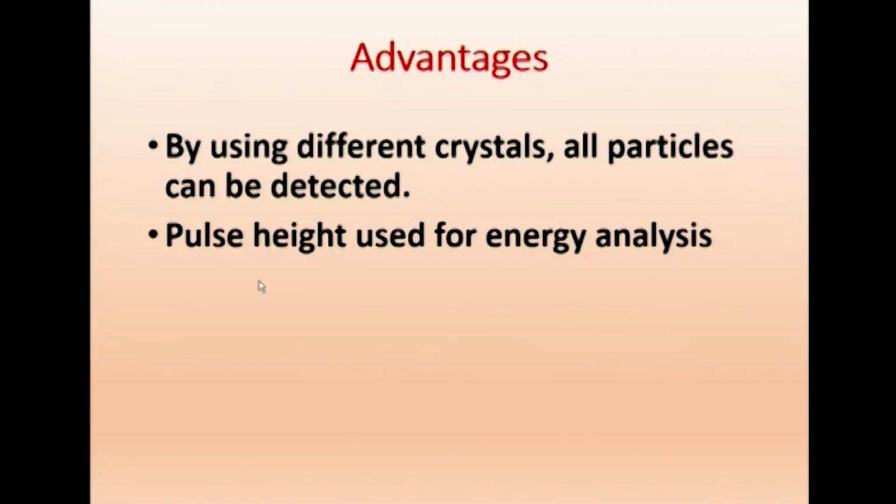This GM counter, Geiger-Müller counter, cannot be used for energy analysis because that is only counting. There we get the multiplication, which is saturated. In the GM counter we get the saturation region. So it is saturated, and therefore even a small energy particle will give the same pulse. There it is meant for counting; here it is meant for counting as well as energy analysis.